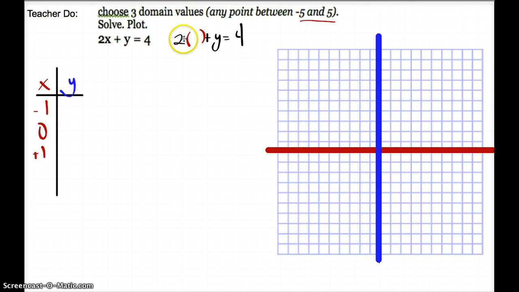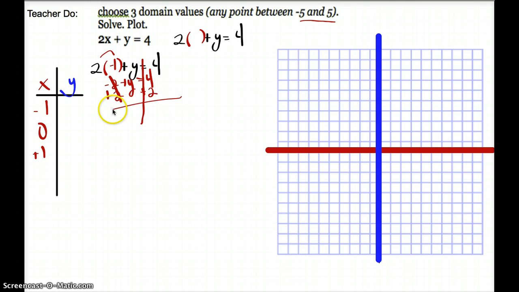So again, we're going to write this equation once with that -1 in there. Solve: 2 times -1 is -2, plus y equals 4. And then I'll add 2 here and I'll add 2 here. They cancel. And we have y equals 4 plus 2, which is 6.